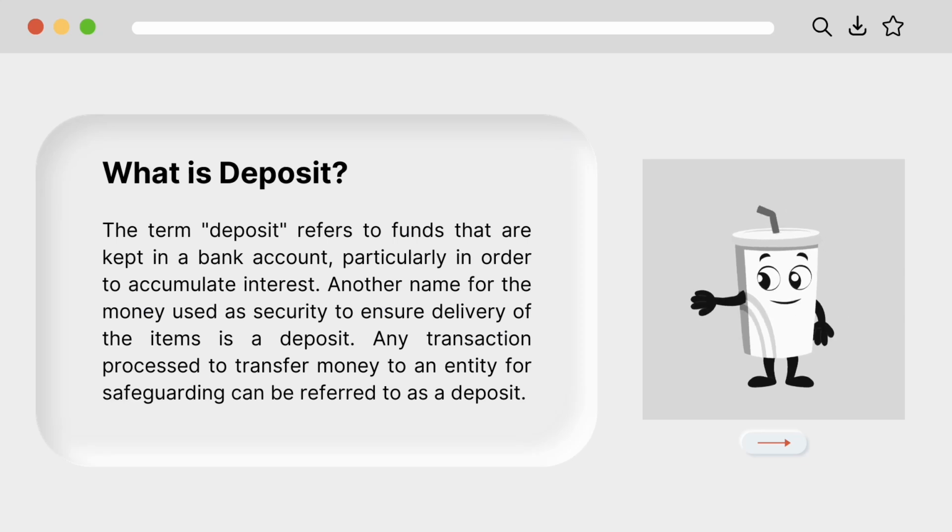For example, you might deposit your paycheck into your savings or checking account. The bank keeps your money safe and you can use it later by withdrawing or transferring it when you need it. Banks sometimes pay you a little extra money, which is called interest, for keeping your money in their banks.